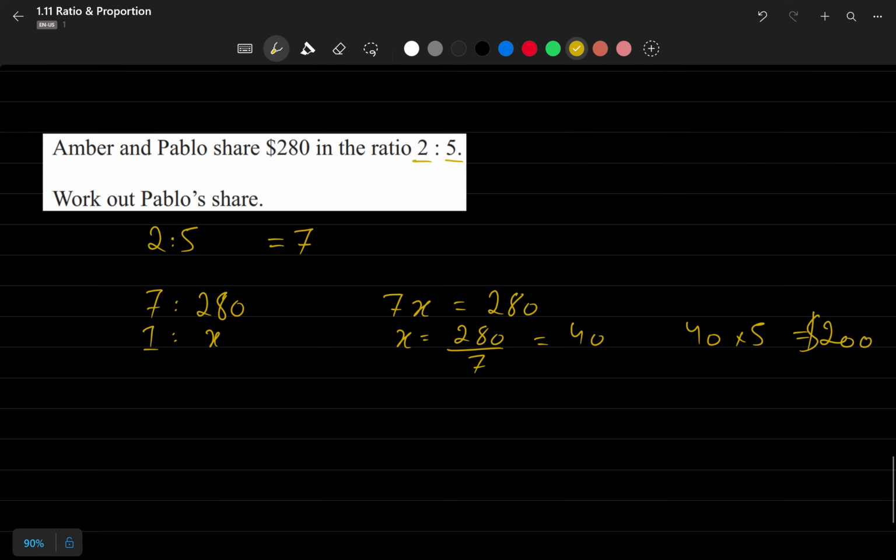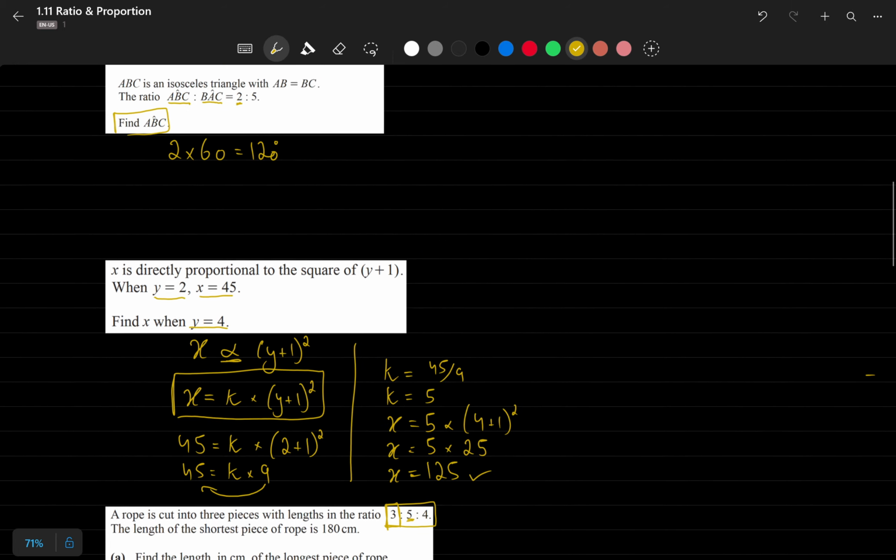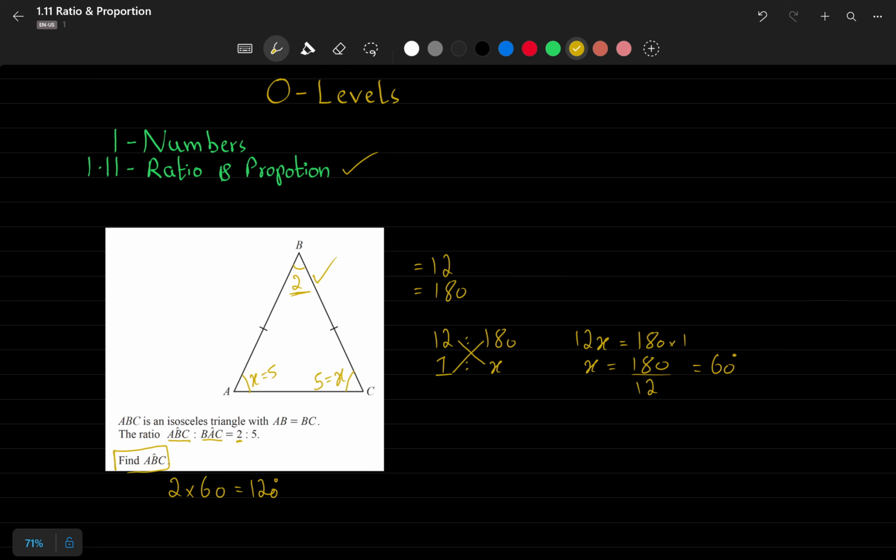So this is how you solve this chapter. This is an easy and interesting chapter, and this is how you solve it. Thank you.